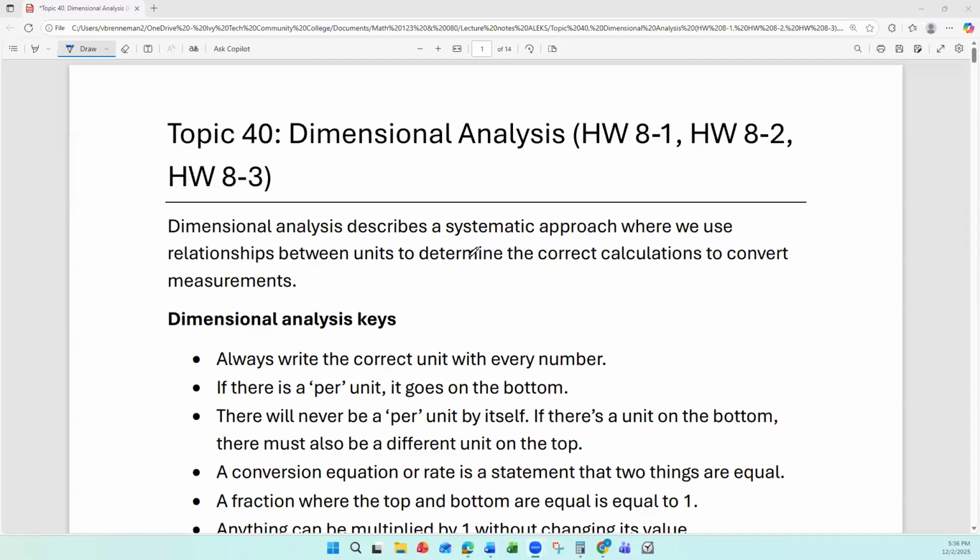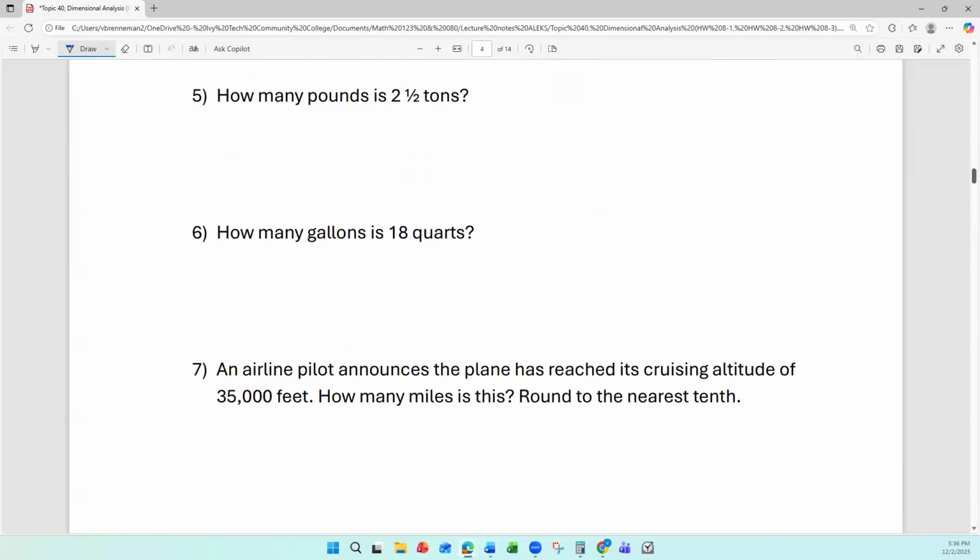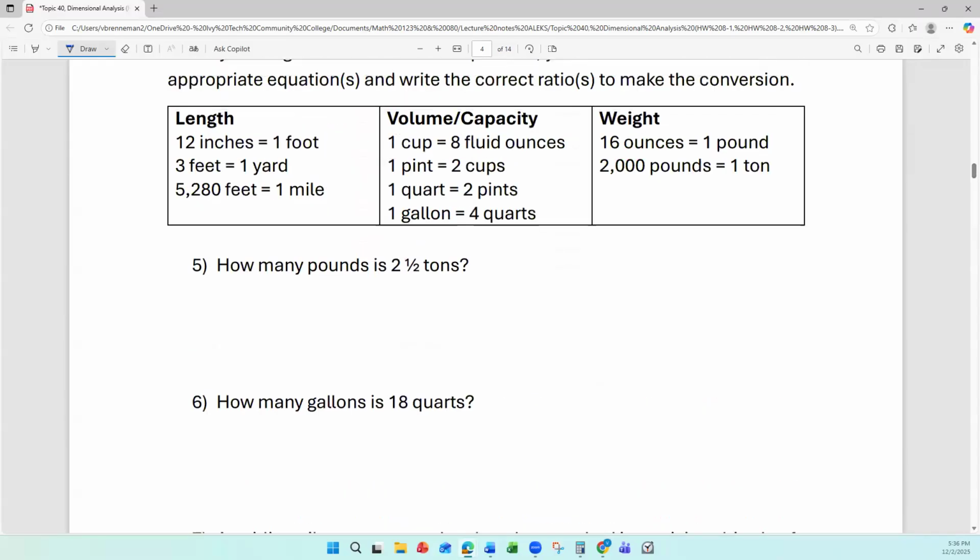This video is over topic 40, number 5 through 9, continuing to practice converting within the US system using the dimensional analysis multiplying by fractions process. So we have our different conversions here. They will be given to you within each question in ALEKS. They're also on the course formula sheet if you need them from there.